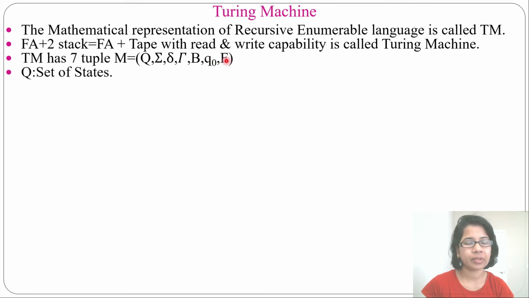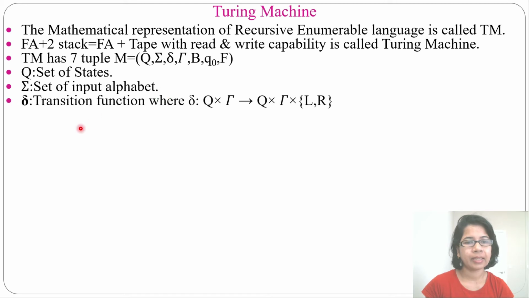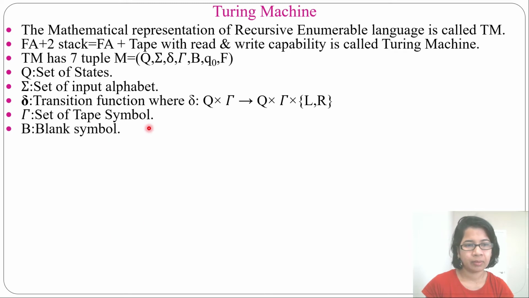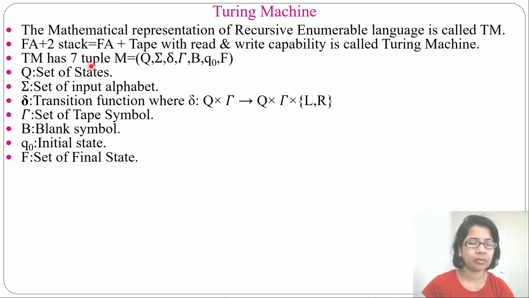Q is set of states, sigma is set of input alphabet, then delta is transition function where Q cross tau implies Q cross tau cross left or right. This L is for left, this R is for right. You can move either left or right. Next, tau is set of tape symbols, B is blank symbol, then Q0 initial state, and F is the set of final states. Only new are these two, set of tape symbols and blank symbol.